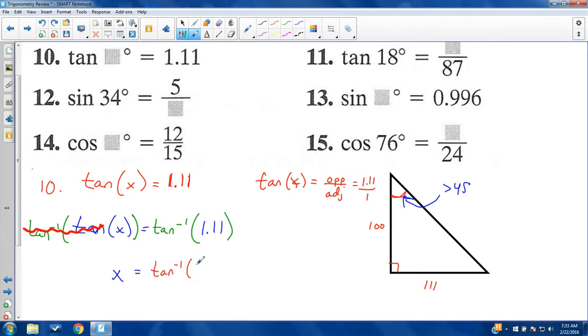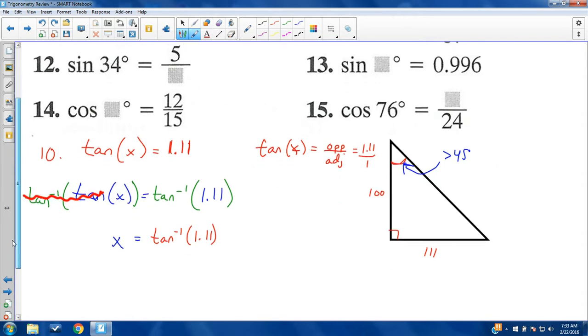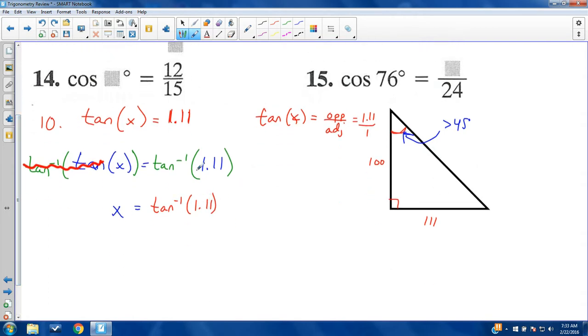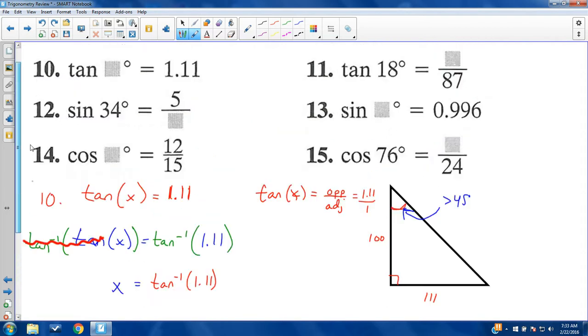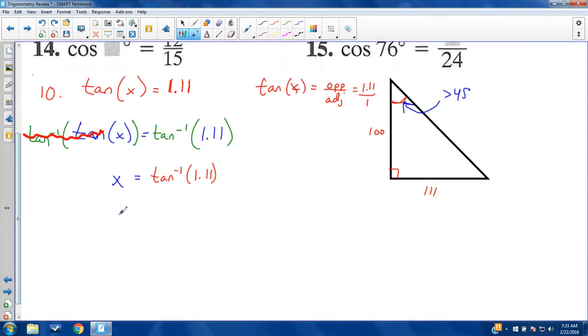So if you take the tangent of a value, it is finding the ratio of an angle measure. If you take the inverse tangent of a value, it is finding the angle measure for that ratio. So if I go to my calculator and I type inverse tangent of 1.11, I'm going to get, let's see what they said, round to the nearest tenth. I'm going to get approximately 47.984. 47.98 rounded to the nearest tenth becomes 48.0.